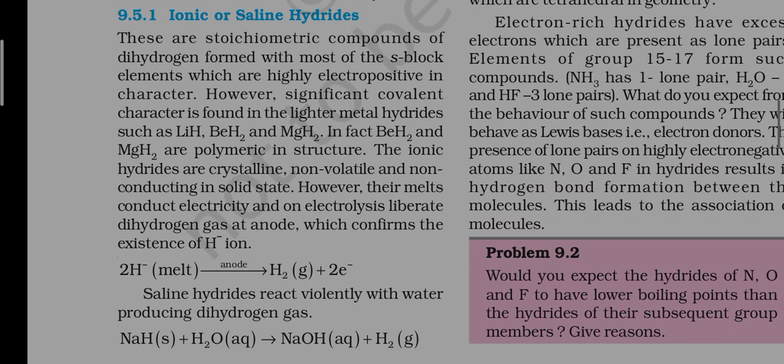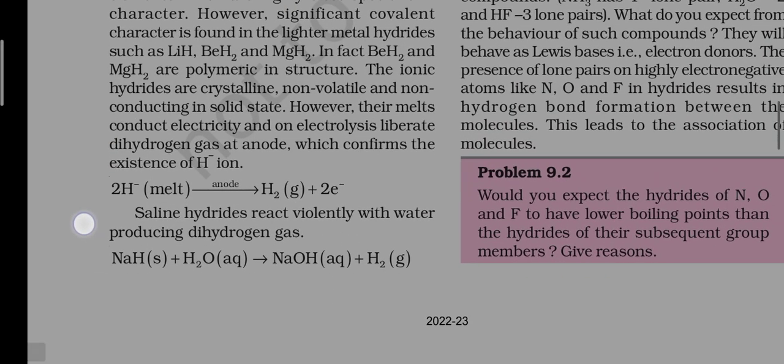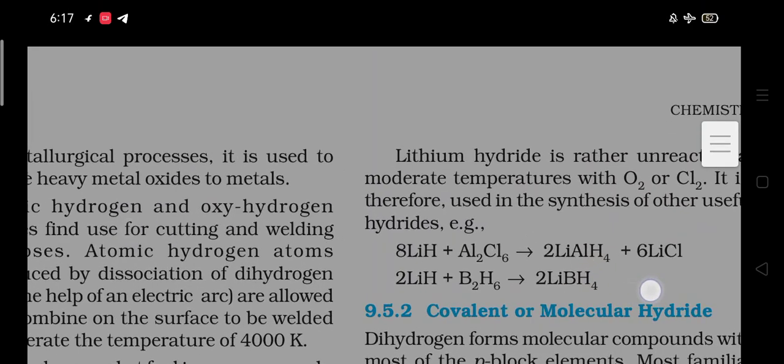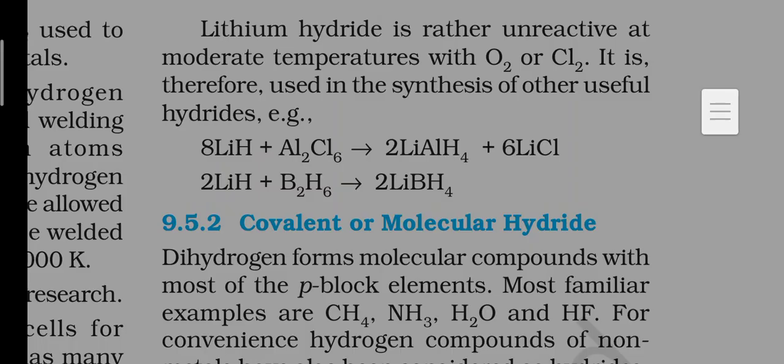In fact, beryllium hydride and magnesium hydride are polymeric in structure. The ionic hydrides are crystalline, non-volatile and non-conducting in solid state. However, their melts conduct electricity and on electrolysis liberate dihydrogen gas at anode, which confirms the existence of H negative ion. Saline hydrides react violently with water producing dihydrogen gas. Lithium hydride is rather unreactive at moderate temperature with oxygen or chlorine. It is therefore used in the synthesis of other useful hydrides.